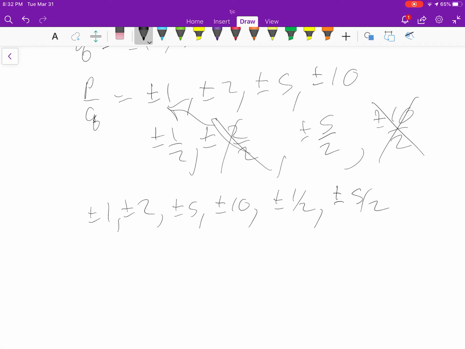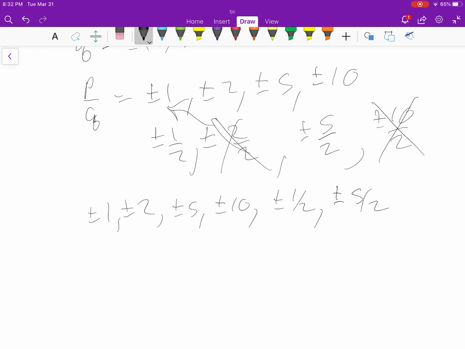And that's how you continue this. So this is called the rational zero theorem. Now we will do another example of this later on. But before we continue, let's talk about another property.